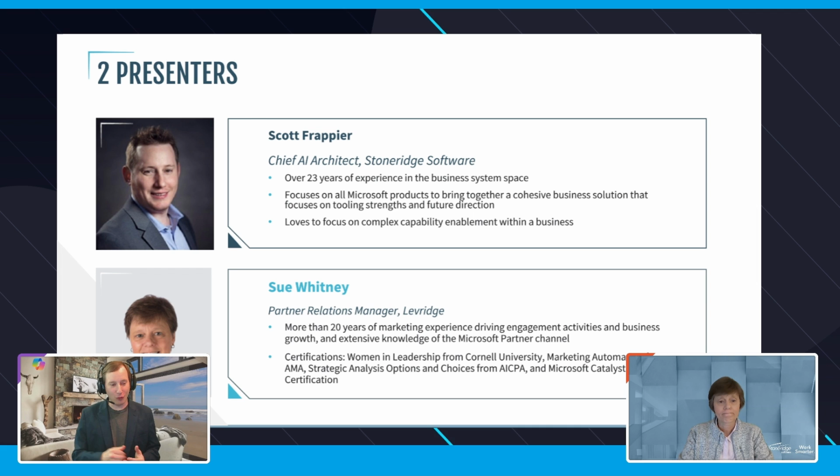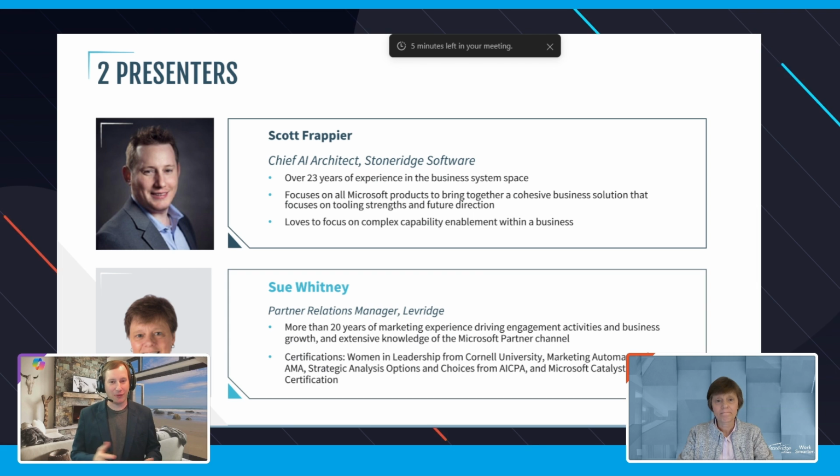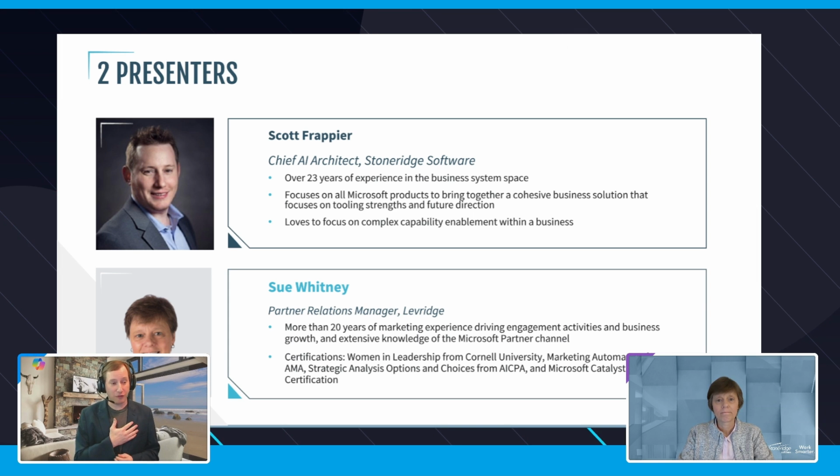Oh, that's awesome. I'll do a quick intro too, as I'm going to be basically just giving some color commentary and some background in terms of what I've seen as people interact with Copilot and prompts. My name is Scott Frappier. My role at Stone Ridge is the Chief AI Architect. I've been in this space for about 23 years, which is pretty interesting because I came right out of college, right into the business system space. What I love to do is focus on really complex capability enablement inside of organizations, which includes not only base software packages, but also AI enablement as well.